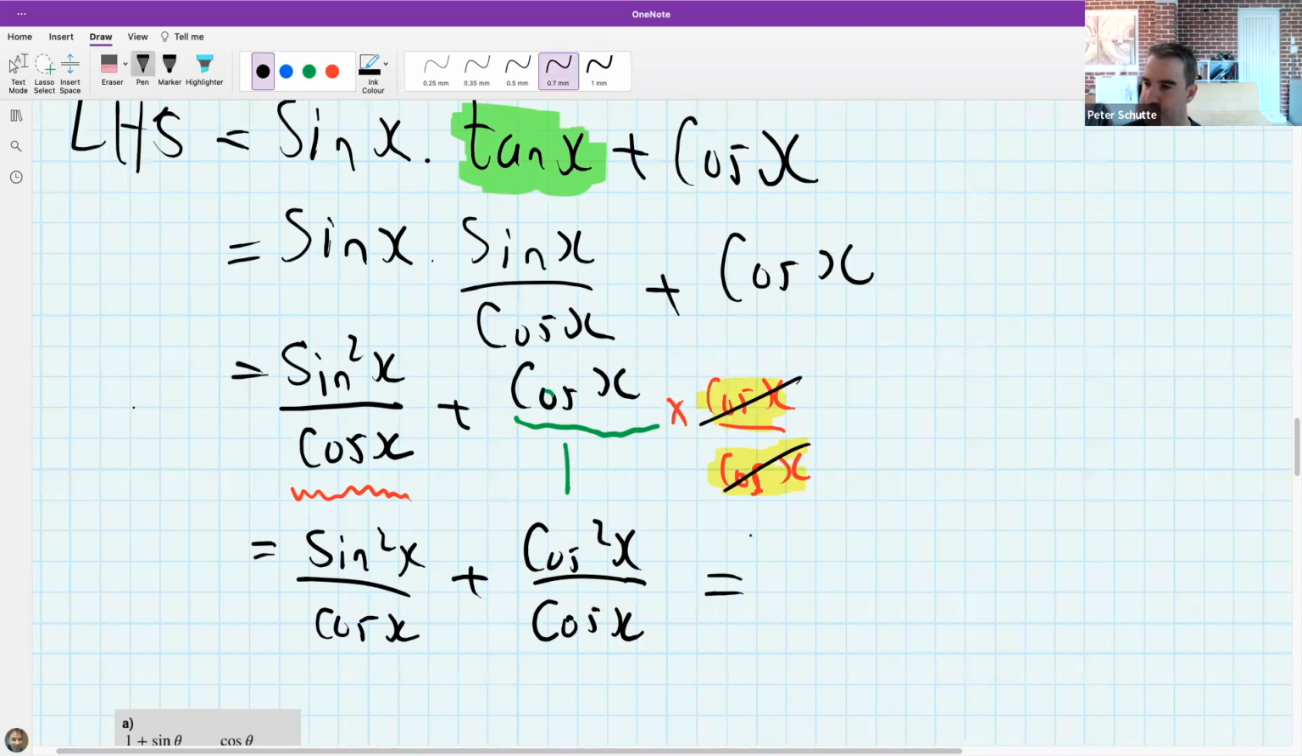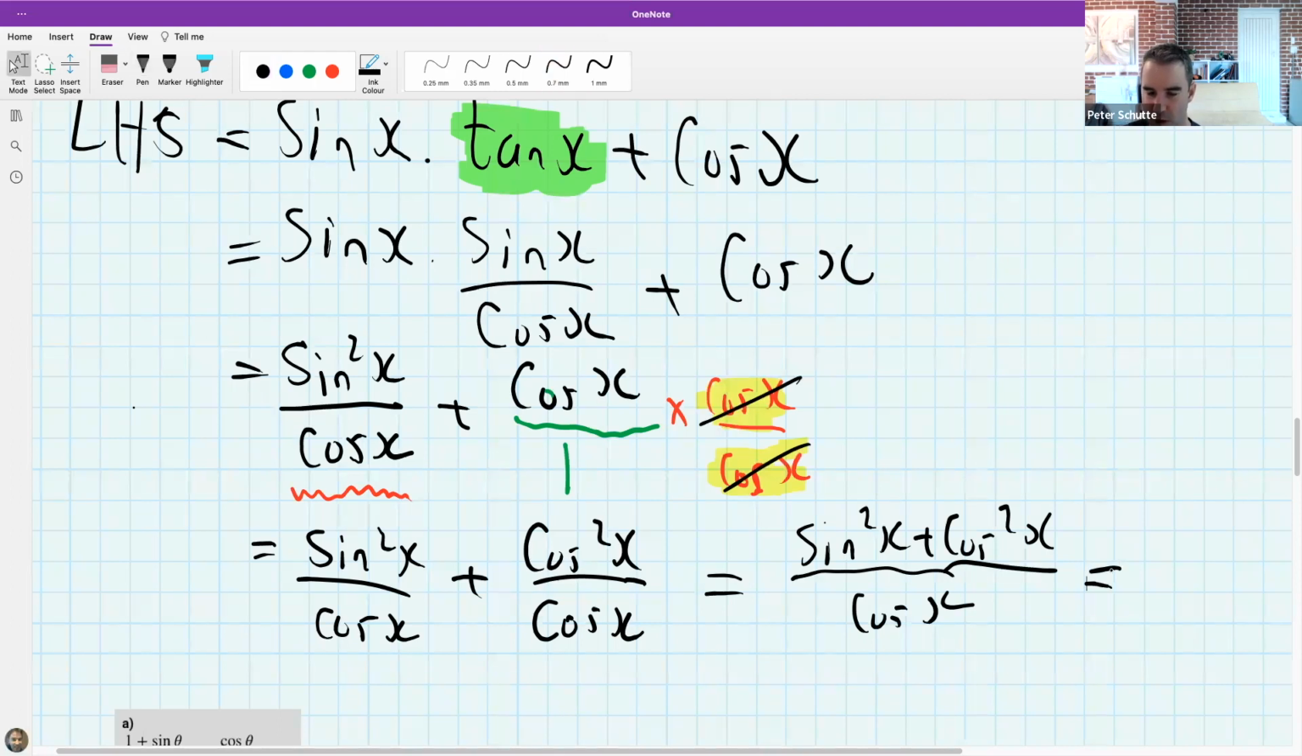Okay, last step. You put them together. Okay, it's not the last step. There's still one more step. What do we now need to do?